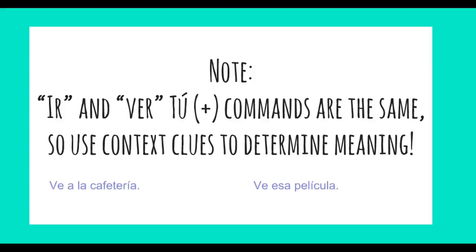Ve a la cafetería, ve esa película. Both of these commands use the word ve, but they don't mean the same thing. One of them is telling us to go somewhere, the other is telling us to see something. So if you look at the other words in the sentence, it can help you figure out the meaning. For example, we know cafetería is a place, and we know that a movie is something you can see, so then we can figure out the first one, ve a la cafetería, means go to the cafeteria, whereas ve esa película means see that movie.